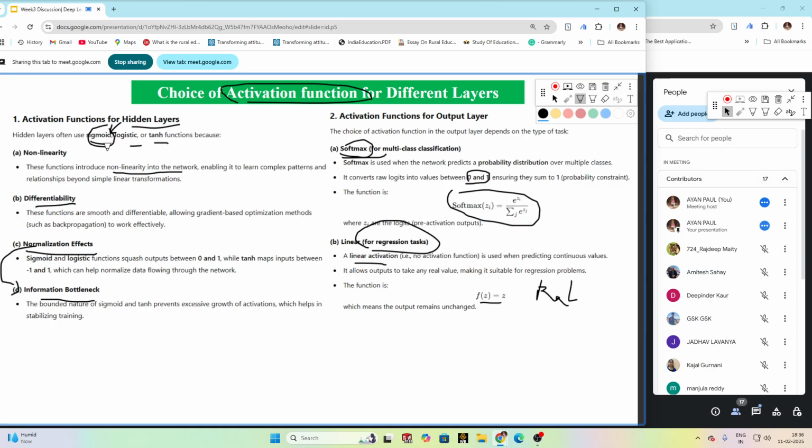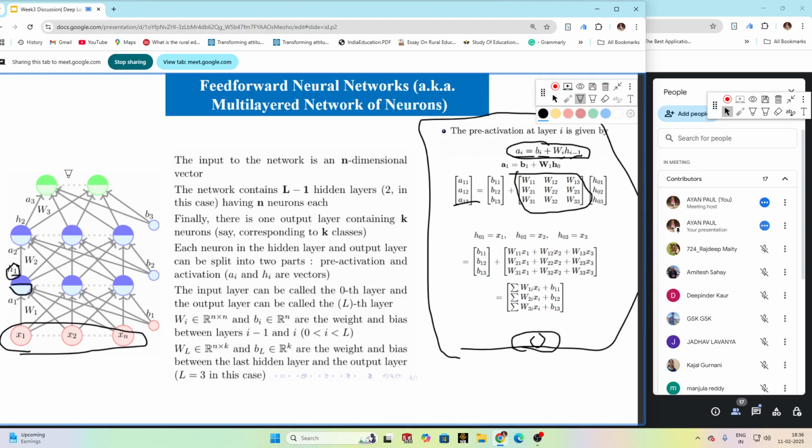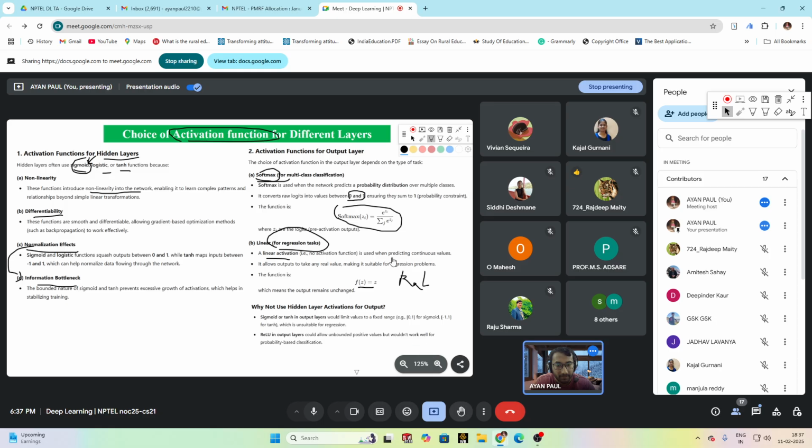In the hidden layers, we generally use the sigmoid, logistic, or tanh function. In the output layer, that is the last layer, we want a result in terms of either classification or regression. If we have a classification problem, we use the softmax function. If we have a regression problem, we use some linear activation function, any linear function, or ReLU. Is it clear to all of you? Any doubt regarding this?